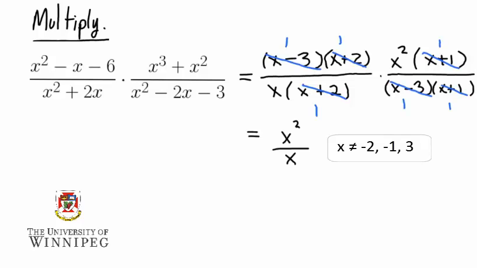This leaves us with x squared in the numerator and a single x in the denominator. And we can use our power laws here to simplify. And our final answer is given as x.